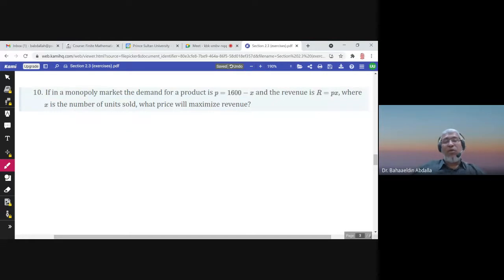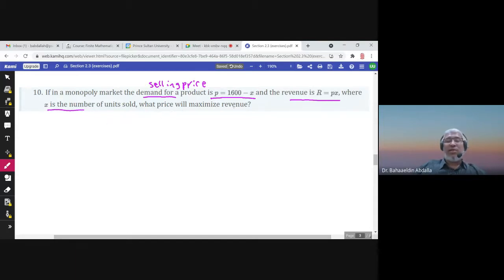If in a monopoly market the demand for a product is, so this is the demand, which means the selling price. This would be the selling price of the commodity. And the revenue is given, of course, he doesn't have to tell this. We know that the revenue is the selling price times x, the number of units, where x is the number of units sold.